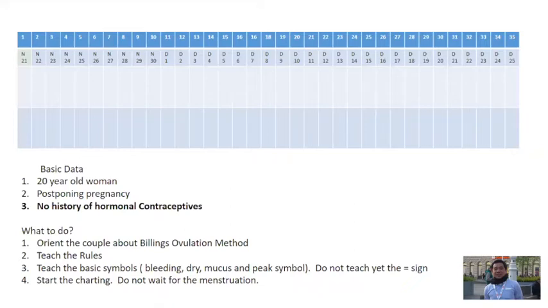Start the charting. Do not wait for the menstruation. Immediately ask them to start the charting. Do not tell them, oh, we will wait for your menstruation, or ask what happens if the menstruation will commence after 2 months. Okay? So the charting must immediately take place, whether without a bleeding or with a bleeding. So let's look now at the chart of this woman.